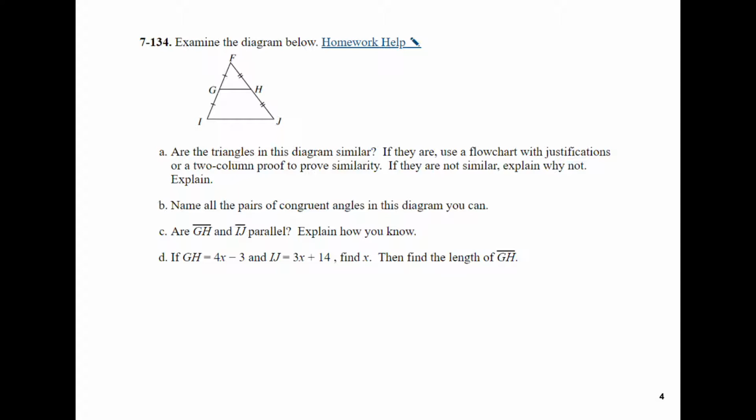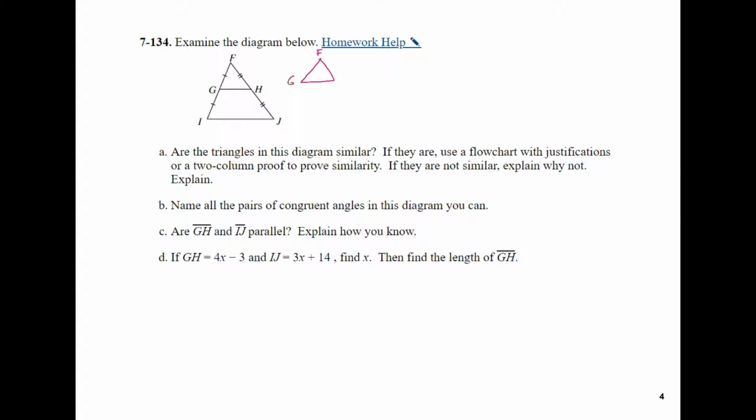7-134 says examine the diagram below. Are the two triangles in this diagram similar? If they are, use a flowchart with justification or a two-column proof to prove similarity. If they are not similar, explain why not.